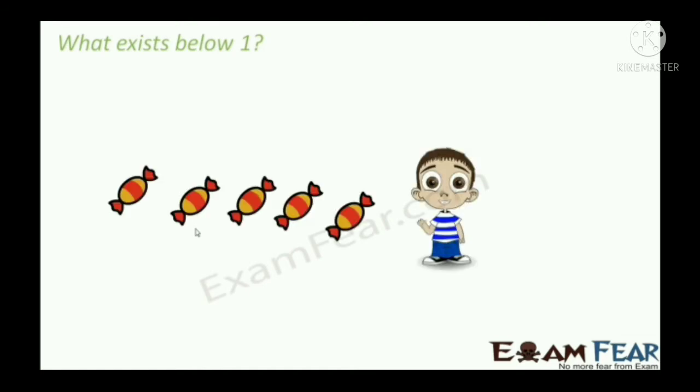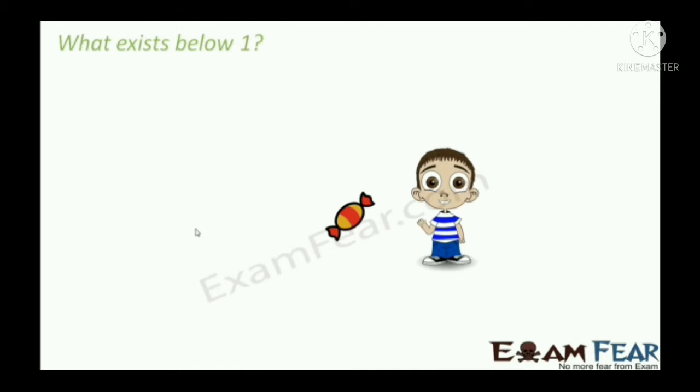Out of curiosity, you might ask what exists below 1? What is there before 1? Well, look at this example. What do you see? This kid has 5 chocolates. Very distinctly we can see that he has 5 chocolates. You take away 1. How much is left? 4. You again take away 1. How much is left? 3. So as you keep reducing 1, first it was 5, then 4, then 3, then 2, then 1.